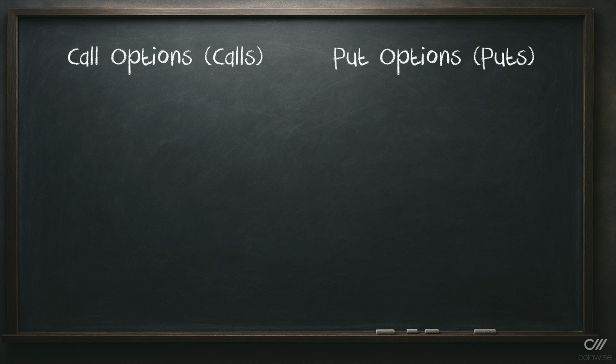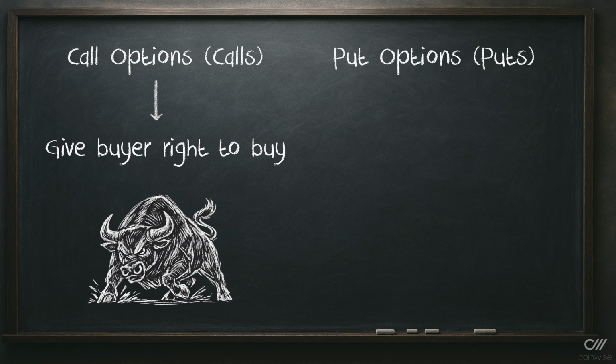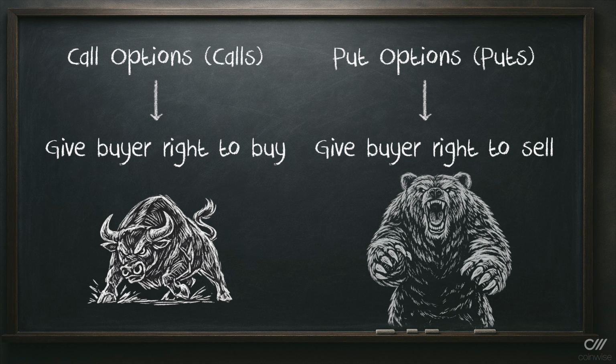There are two types of options: calls and puts. Call options, or calls, give the buyer the right to buy an asset. Traders typically buy calls when they expect prices to rise. Put options, or puts, give the buyer the right to sell an asset. Puts are often used when traders expect prices to fall or want to hedge existing investments.